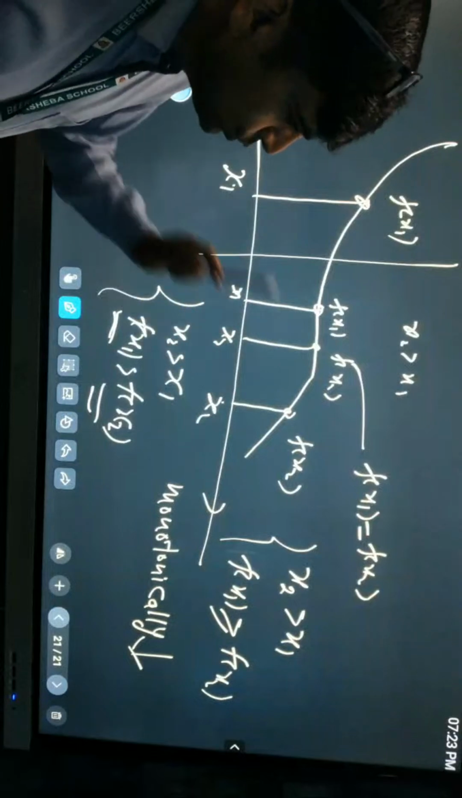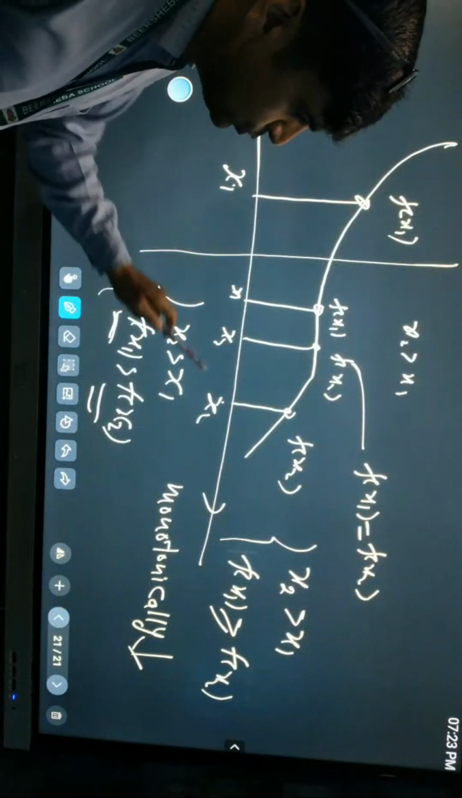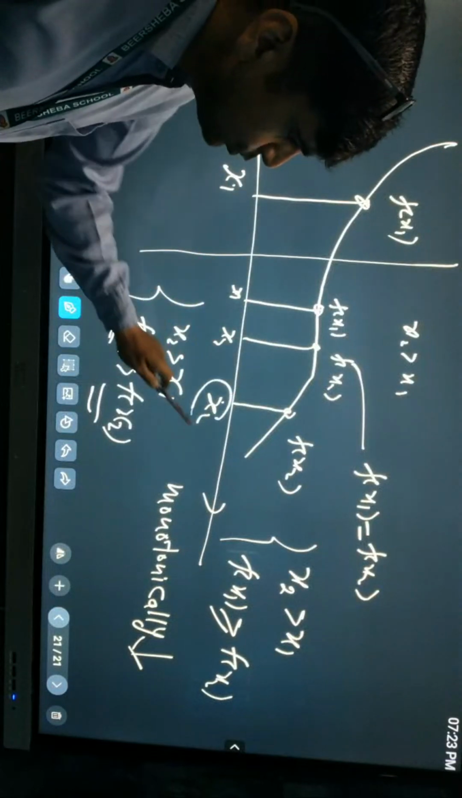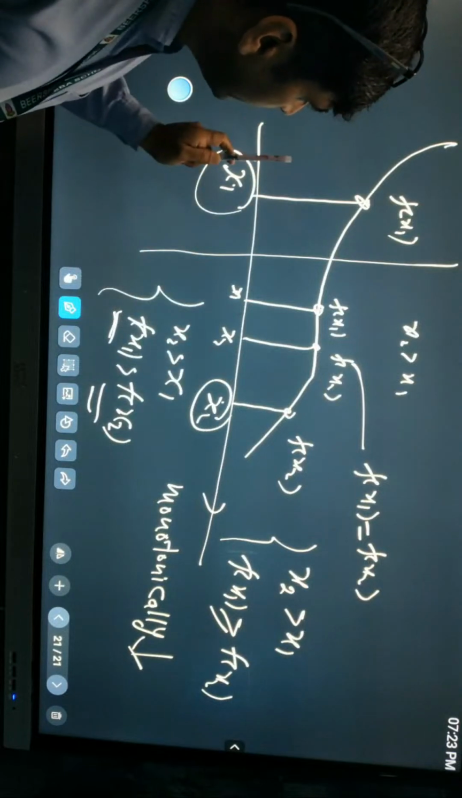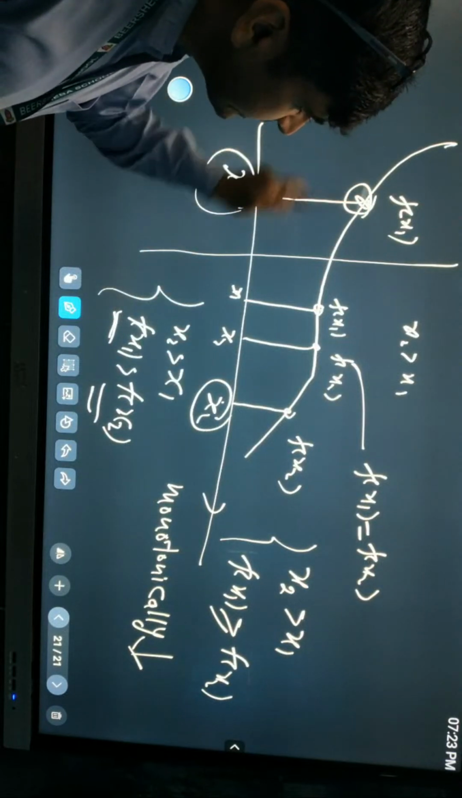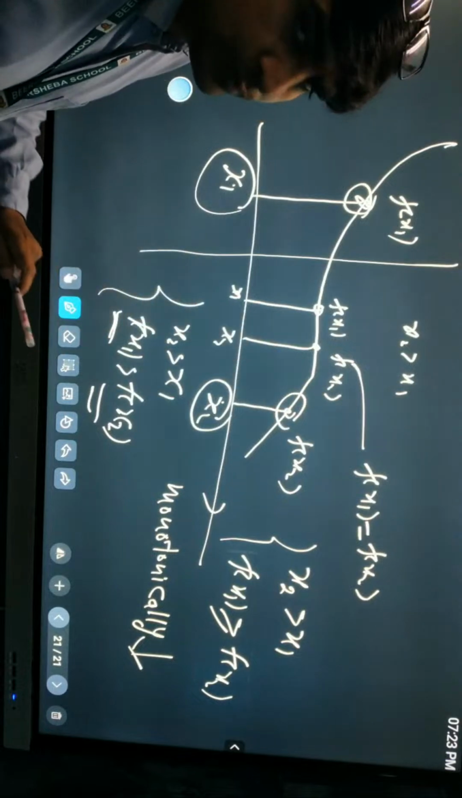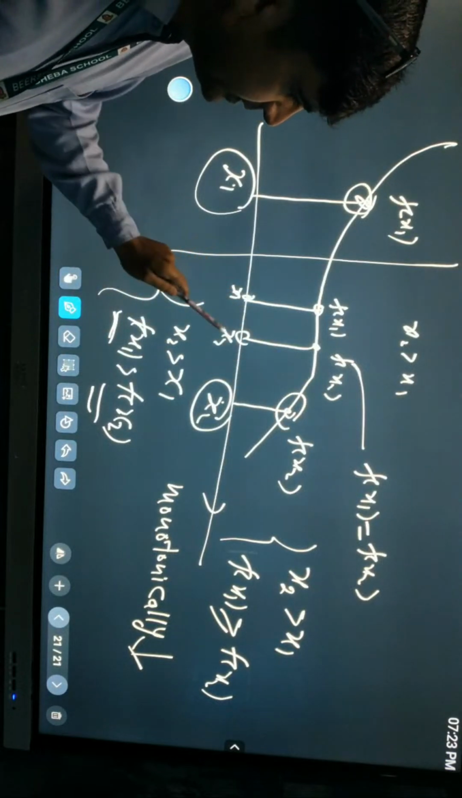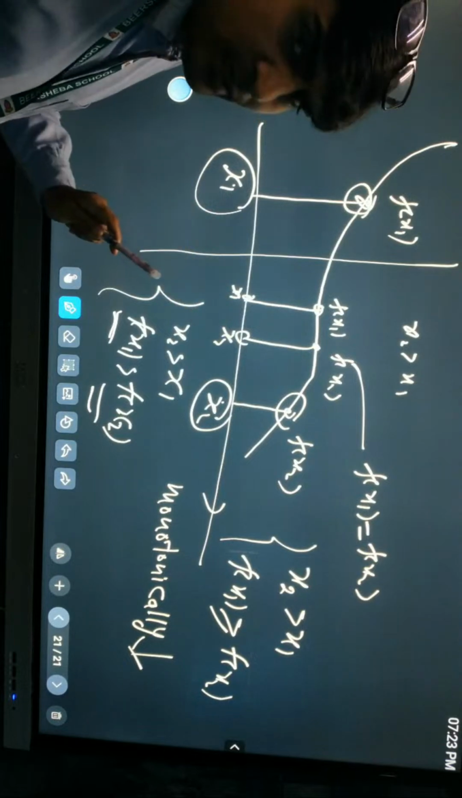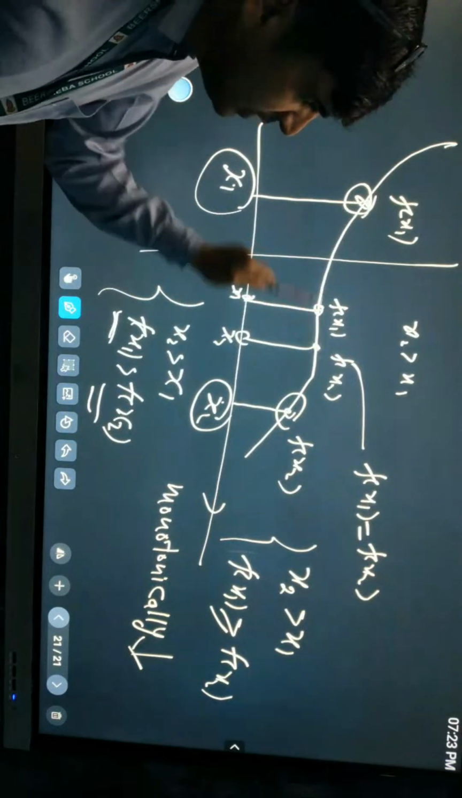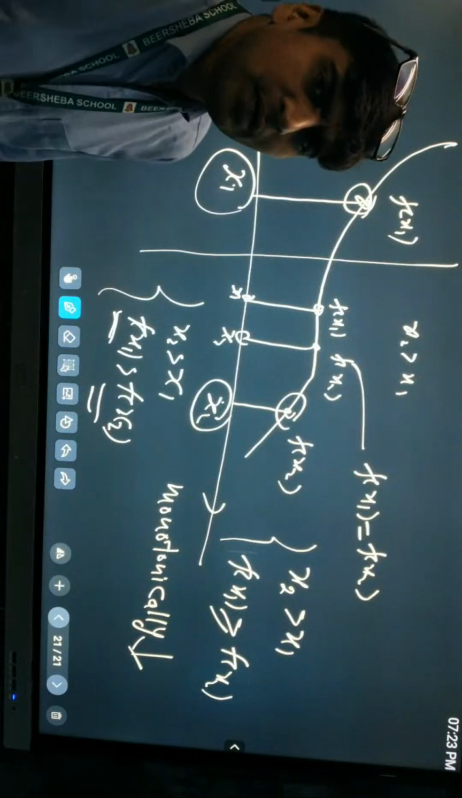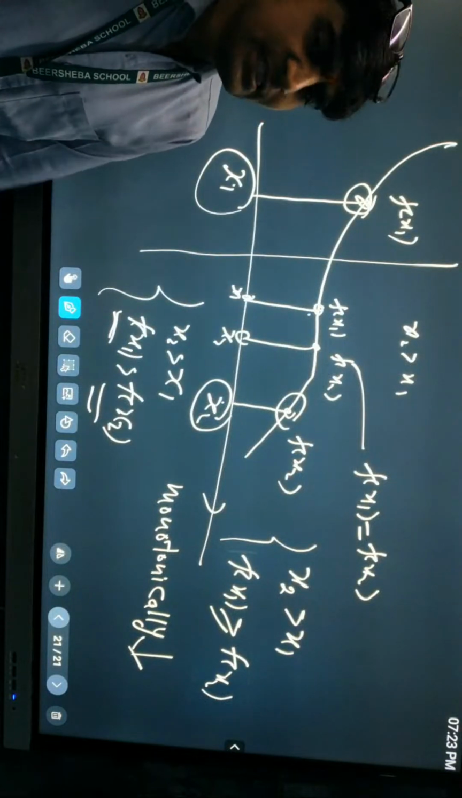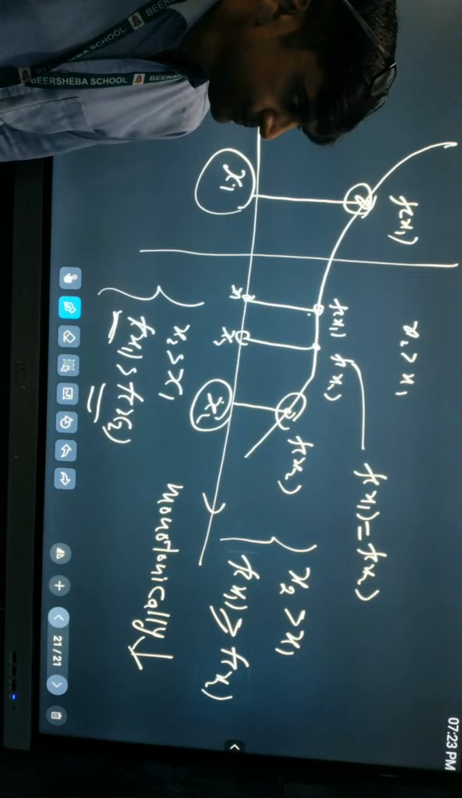x1 and x2. We take 2 points x1 and x2 from the graph, x2 greater than x1, and the functional value at x1 is greater than the functional value at x2. Again we take another point here, x2 greater than x1, but the functional value at these 2 points is equal.